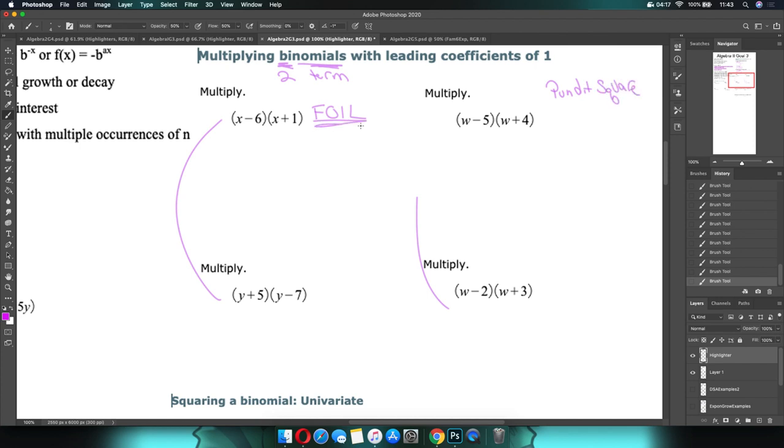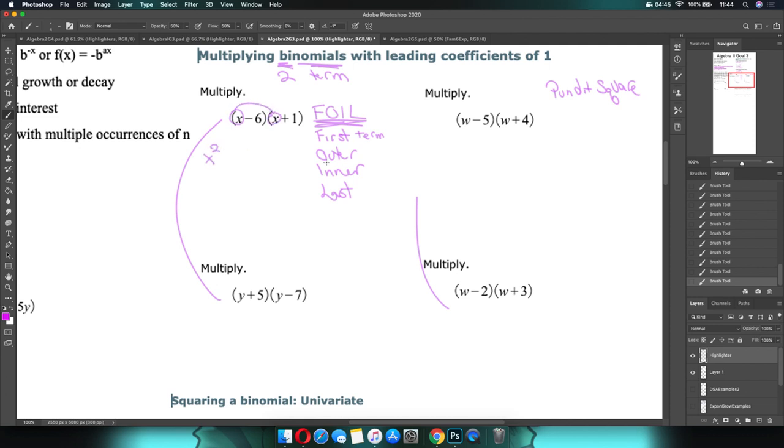But first, FOIL. FOIL is an acronym because, like everything else in math, there's an abbreviation for it. What this means is first, outer, inner, and last. What does that actually mean? So this is all in terms of, well, terms. So if first means your first terms, what are our first terms? Our x and our x. So what is x times x?